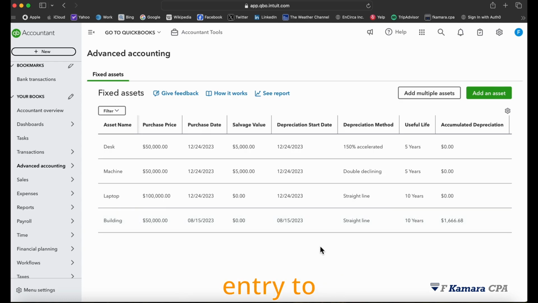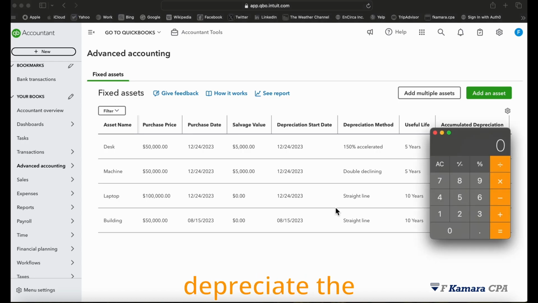And the double entry to record that is, you debit depreciation expense and credit accumulated depreciation. At the end of the day, accumulated depreciation affects the assets account, whereas depreciation expense goes to the profit and loss account as an expense, which reduces profit. You cannot depreciate the asset below its salvage value.